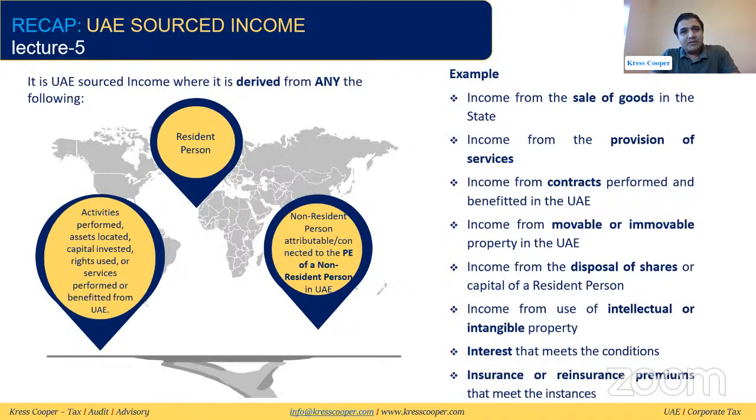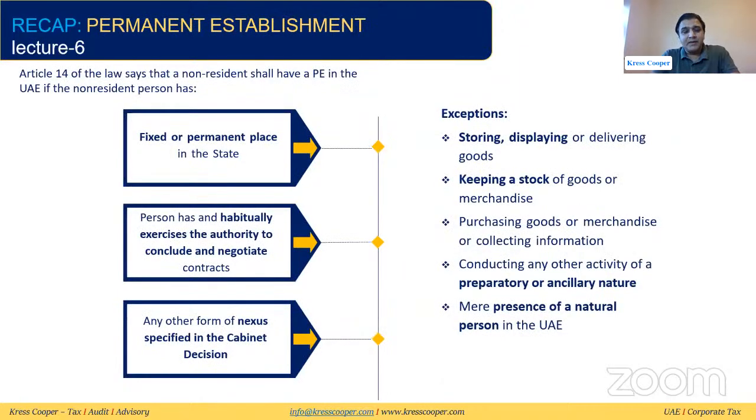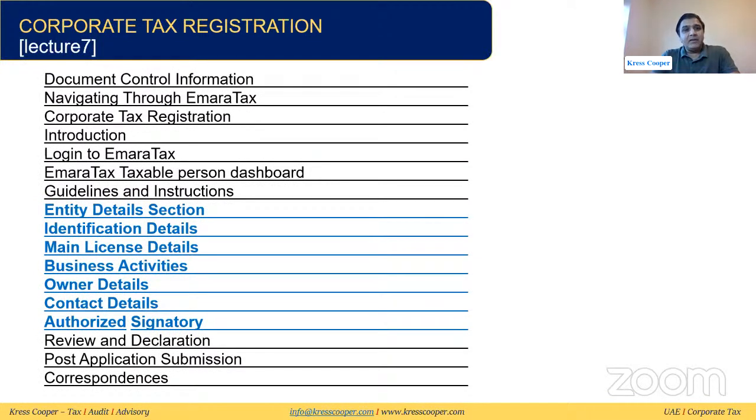Then we discussed UAE sourced income. In the UAE sourced income, we discussed any income that is derived from the UAE, from a resident person or non-resident person. Three different conditions were there. If someone is deriving any of these incomes, we said it will be considered UAE sourced income. Then we discussed the history of the permanent establishment, and the permanent establishment itself as well. Then in the last lecture, we discussed corporate tax registration.